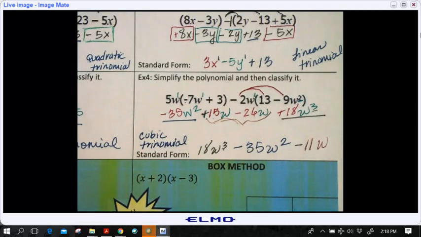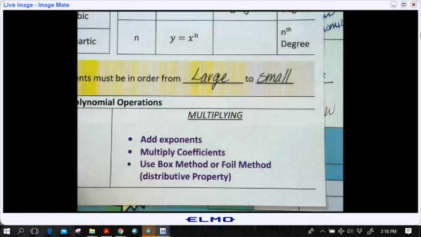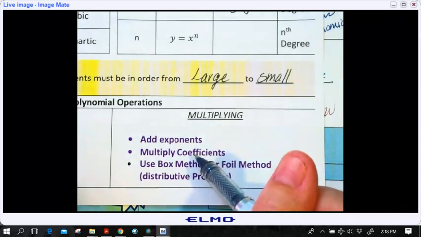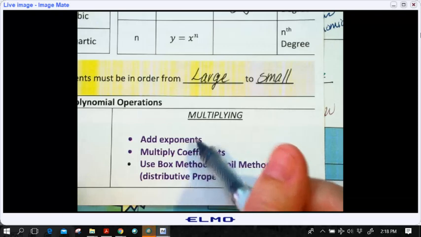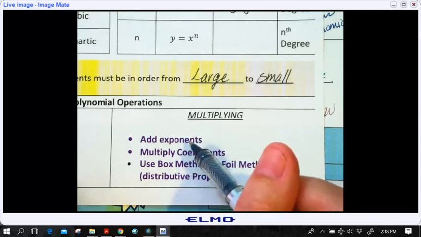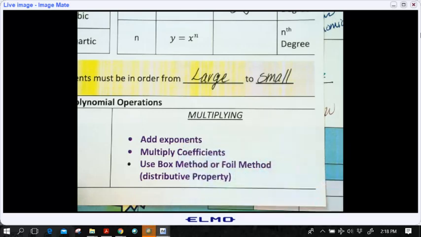So I'm going to go ahead and just pop these rules up here as a reminder for you. So here's what we did. We added exponents and we multiplied coefficients, even when we were doing our distributive property, okay? We multiply the numbers, the big numbers in front of the variables, and we add the exponents above the variables. That is how we have to do this, only when we're multiplying.